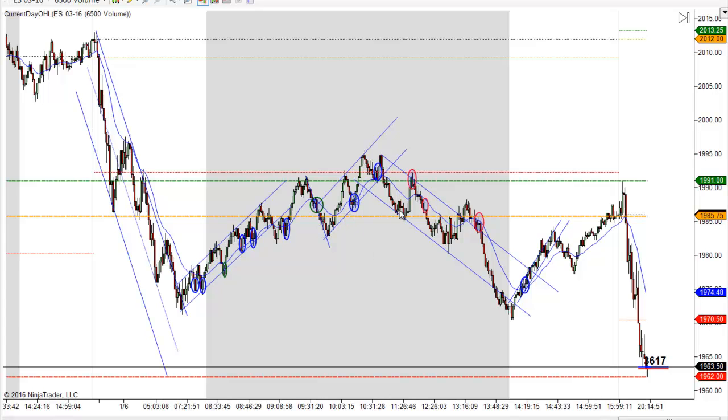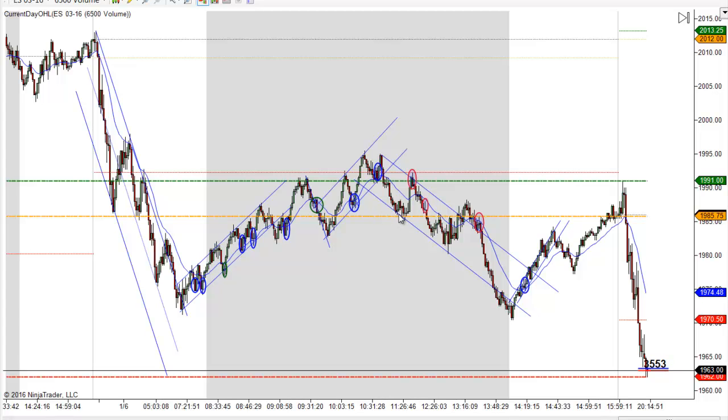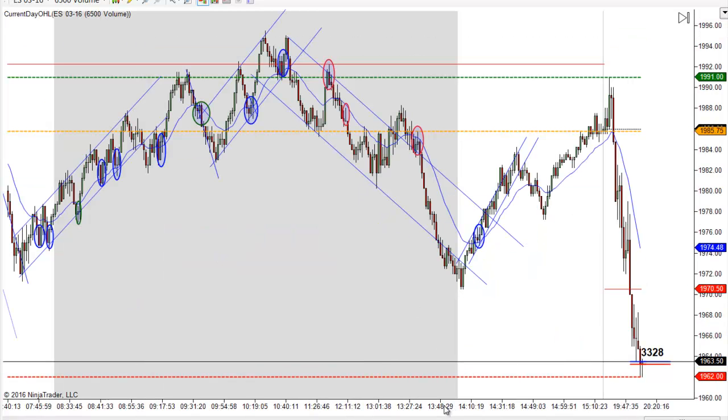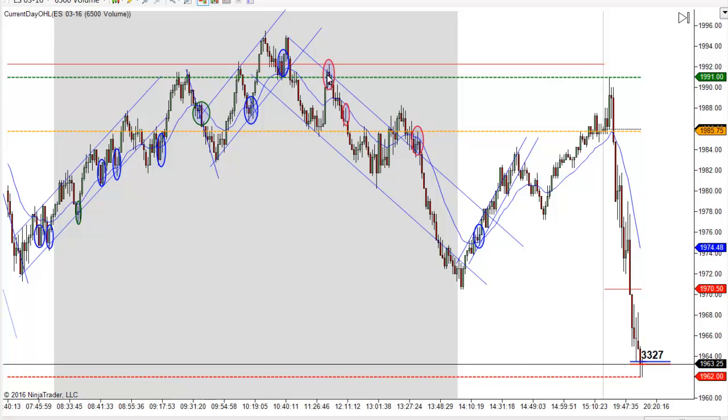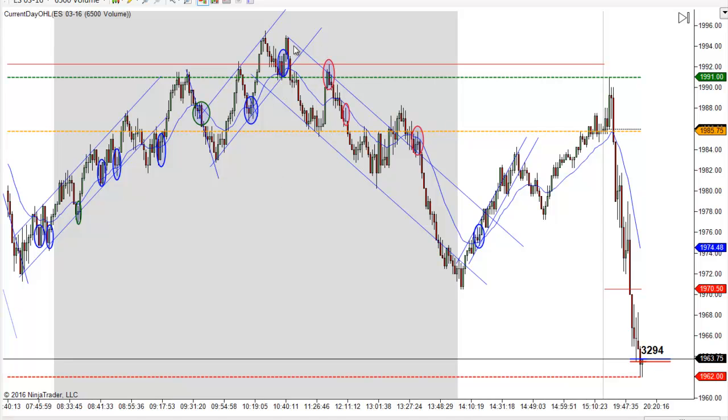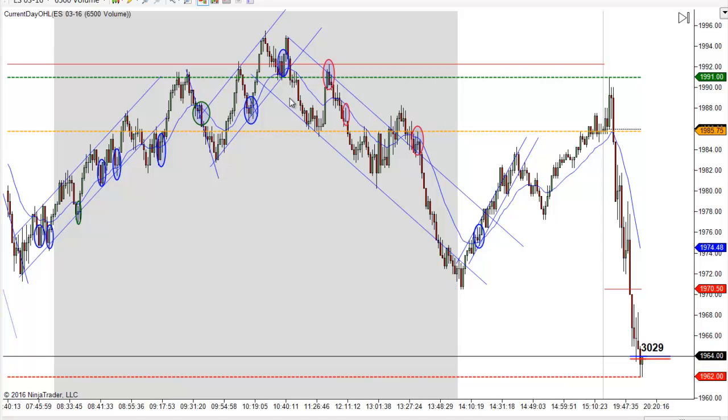Notice that you get a failed second entry long. You don't want to go short right there. That's too much congestion. It's too close to that low. Let me back out just a little, but we'll talk about this when we get to it. We didn't make a new high on this one, but notice this one coming down. We get a break, a new low.